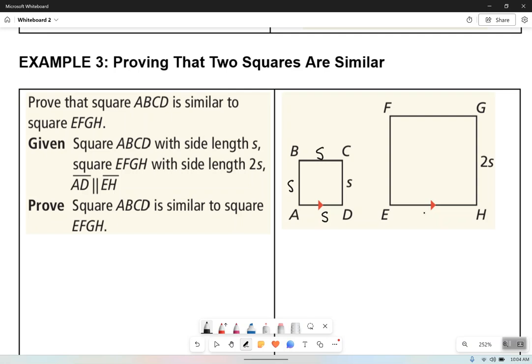If all the sides in the big square are, I'm sorry, if G to H is 2S, what's all true of all the sides in the big square?